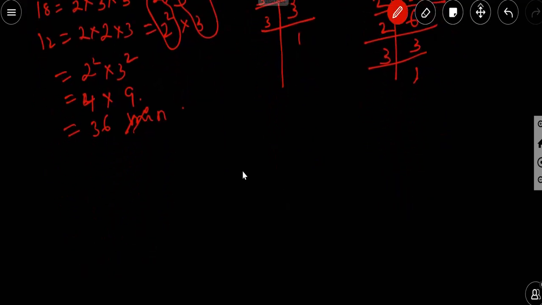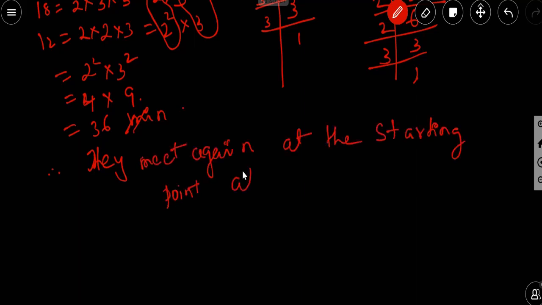Therefore, write down one sentence. You can use both the names: Sonia and Ravi meet again at the starting point after 36 minutes.